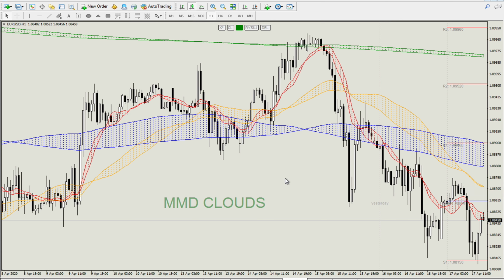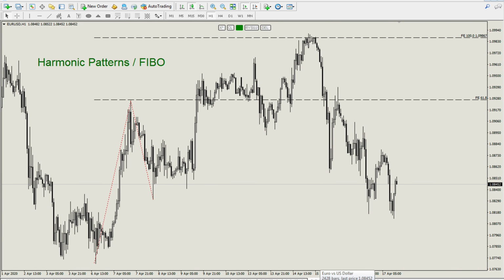So another strategy, another trend following strategy, showing us exactly where to get in, how to behave on the market, and how to make money on the market. Let's have a look at the harmonic patterns. This is very interesting. I don't know how many of you are trading using harmonic patterns and Fibonacci retracements and clusters. So this is Fibo.